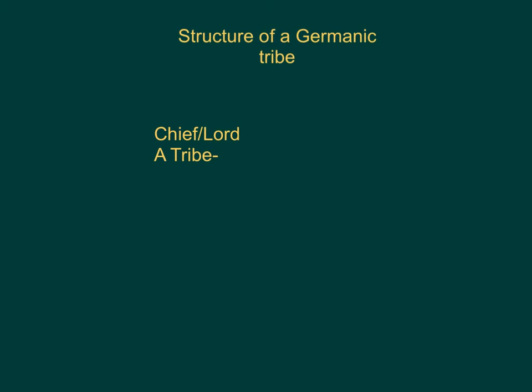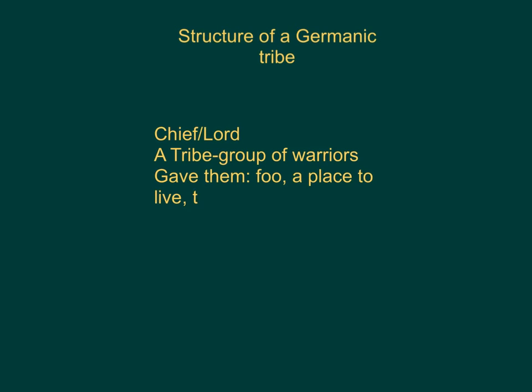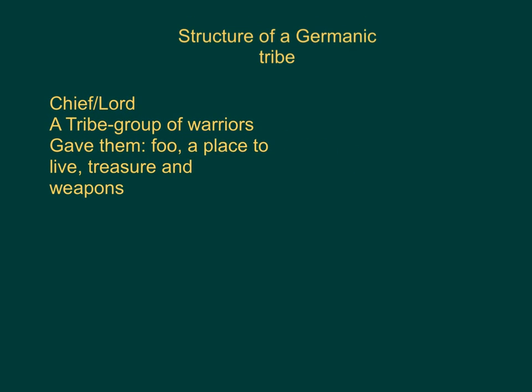which was mainly made up of a group of warriors. And he gave them certain things, like food, a place to live, treasure, and probably most importantly, weapons, because they're warriors. And in return, the group of warriors had to give him two things. Hopefully you're saying them aloud or in your head now: loyalty and protection.